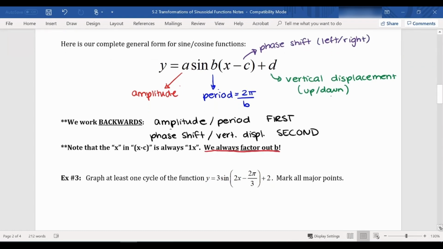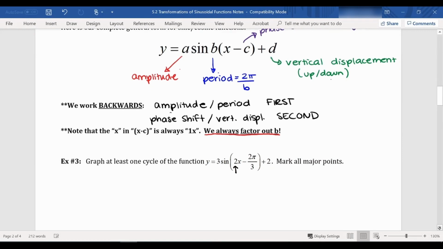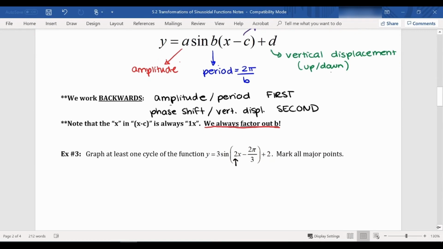Okay, so we've got an example of that here below. We see that we have a B value in brackets instead of outside the brackets. So we need to factor this out. If I do that, I have y equals 3 sine. I'm going to factor that 2 out and then have my brackets. And in my brackets, I now would have an x. I also have to factor a 2 out of the 2 pi over 3, because when I factor the 2 out of the brackets, it has to come out of everything. So this is now going to be pi over 3. And then I have plus 2.